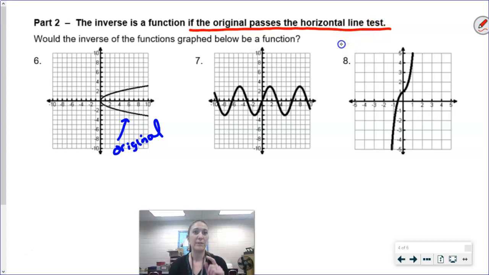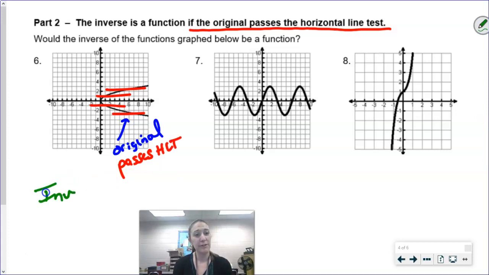Now think about that for a minute. If the original passes the horizontal line test, that means the inverse would have passed the vertical line test, which is how we usually tell if things are functions. But since I don't know what the original looks like, I have to perform the horizontal line test on the original. So horizontal line test, you guessed it, it's a bunch of horizontal lines, and you can only touch the function one time with each horizontal line. So the original, in this case, passes the horizontal line test. So what that means for us is the inverse is a function.